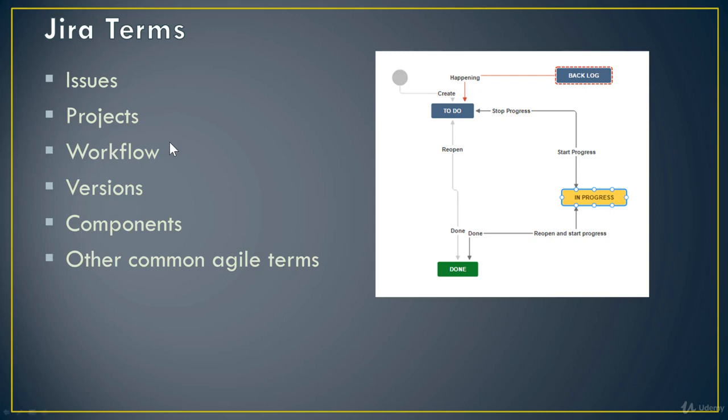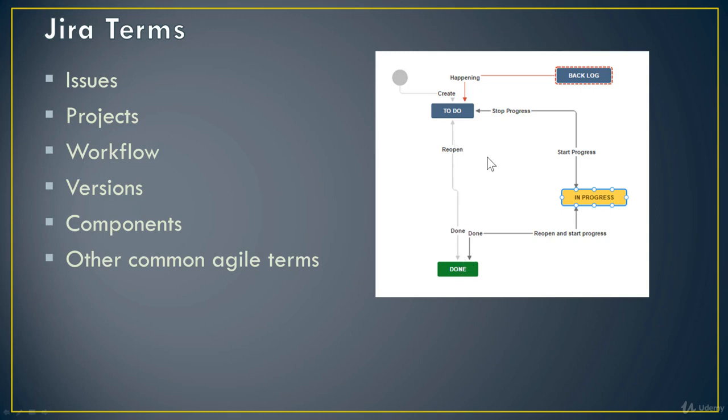Which brings me to workflow. A workflow is a set of statuses that an issue in a project can have, along with the transitions between statuses that the issue can go through. This image is an example of a workflow and what it looks like in JIRA. So when you create a ticket or issue, it goes into the to-do status. From here, you can transition into two different statuses, either in progress or done. And the arrow basically represents what that transition is.